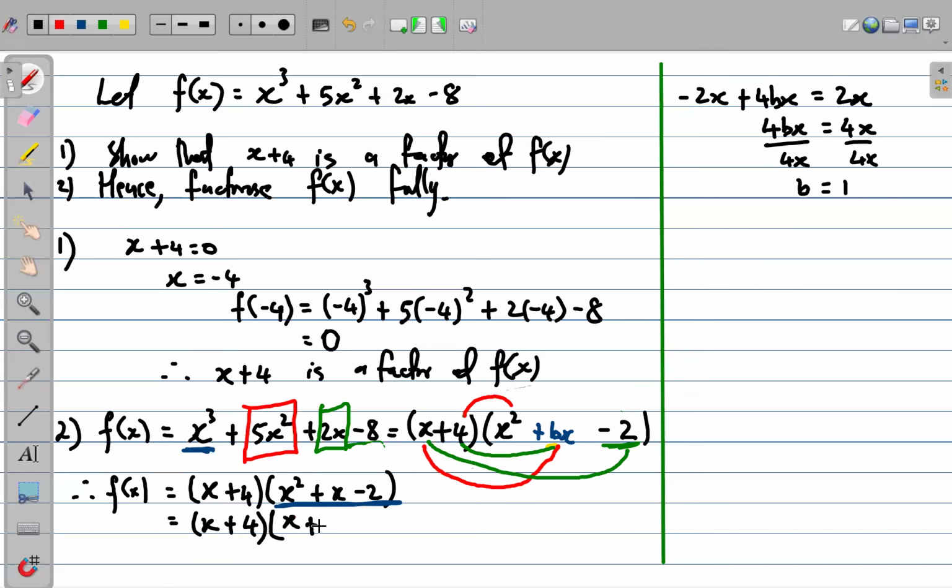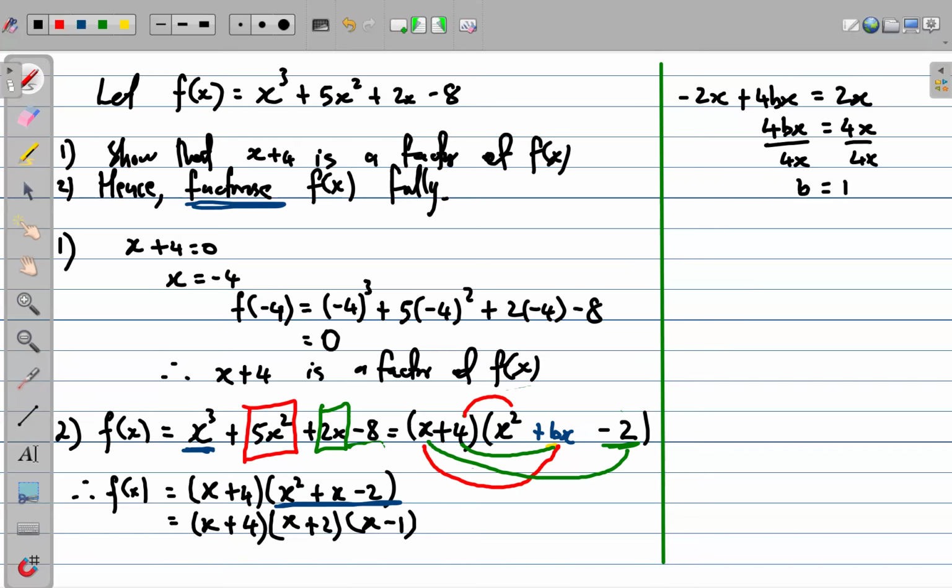So obviously I do notice this one can actually be factorized. It will be an x plus 2, x minus 1. And these are my 3 factors, and I am now done factorizing this. That's all the question required. It says I must factorize this.